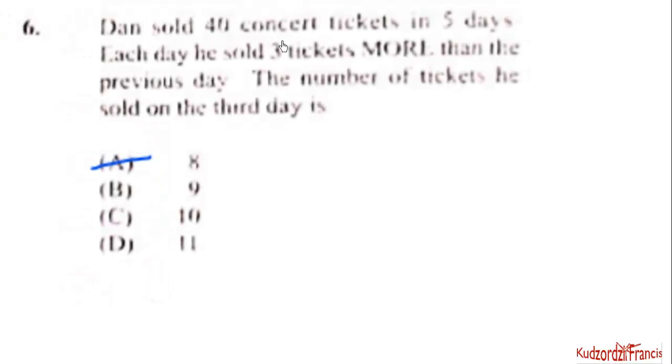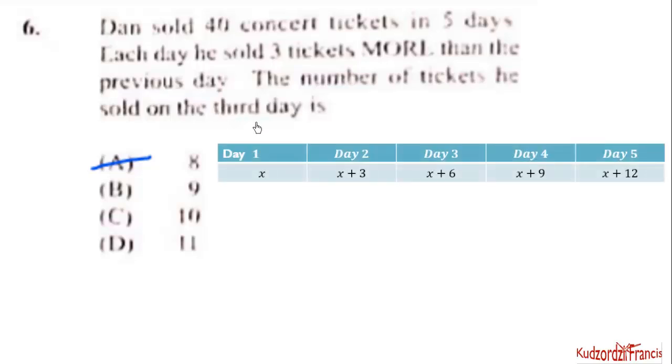Dan sold 40 concert tickets in 5 days. Each day he sold 3 tickets more than the previous day. The number of tickets he sold on the third day is. So let's say this is day 1. He sold X tickets, X number of tickets that we don't know. Day 2 will be X plus 3. Day 3 will be X plus 6. Then day 4 will be X plus 9. Day 5 will be X plus 12.